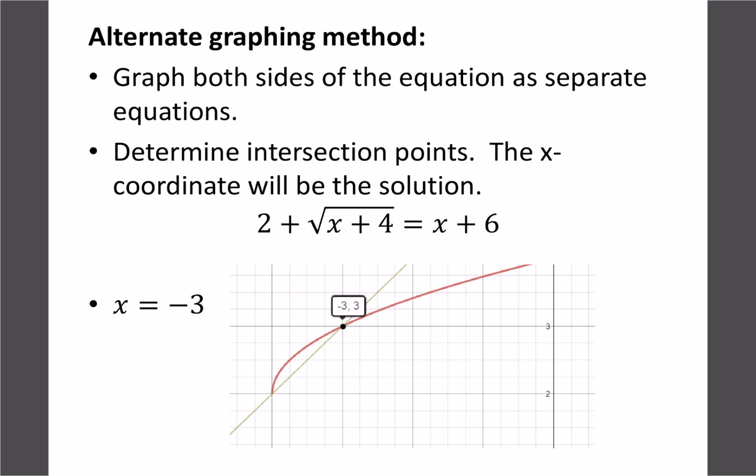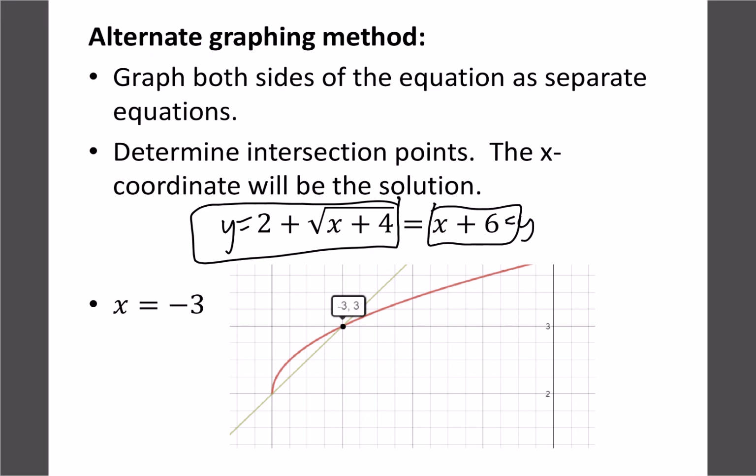Okay, the second way of doing these questions is to just leave the equation the way it was and then graph both sides. So you type in y equals 2 plus x root x plus 4, and then do another equation y equals x plus 6, and you get our two equations. And in this case, our intersection of the line occurs at -3, 3. We only worry about the x-coordinate, so that's where our -3 came from in the last question.